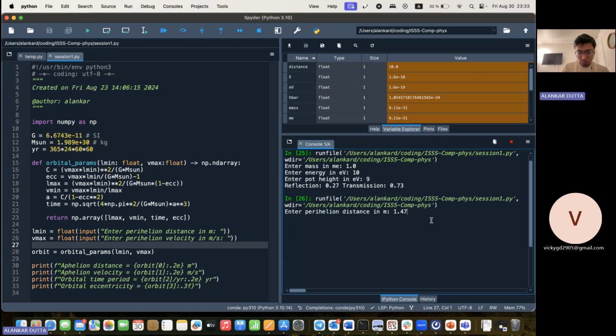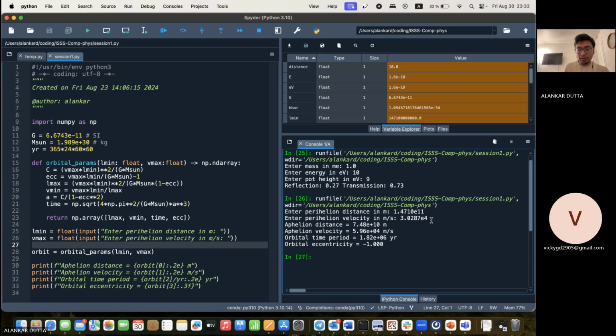1.47 E11, distance in meters, velocity 3.0287 E4. Yep.